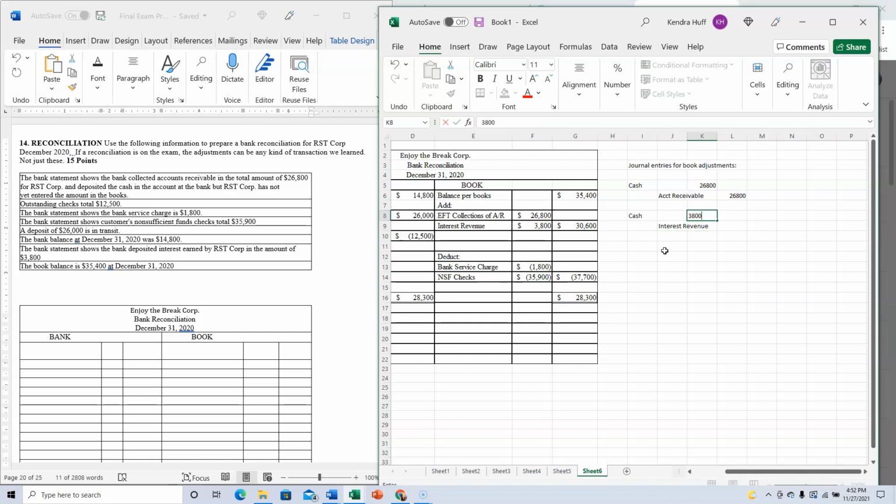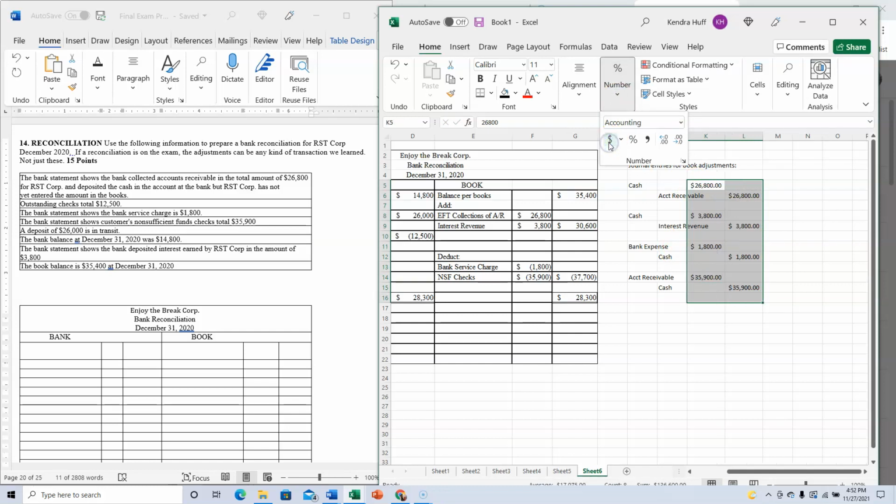And remember, the actual final might be different accounts. Make sure you change them and you don't just copy these over. All right, then the bank service charge, that's a bank expense for $1,800 and a credit to cash. And then the NSF check goes back into accounts receivable and it comes out of cash. And that is it for that one.